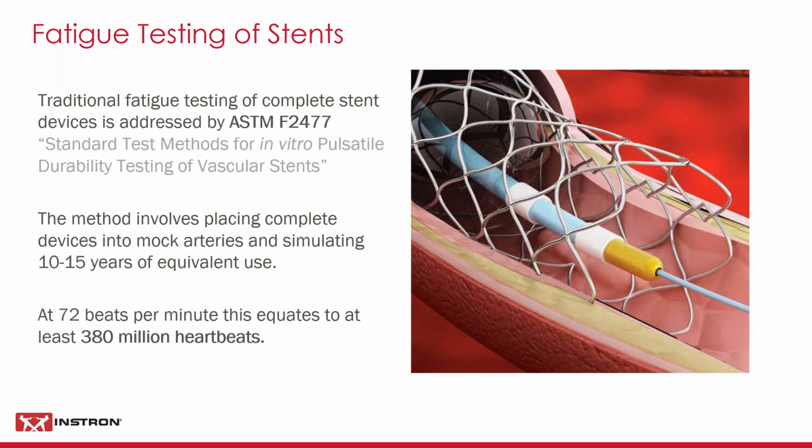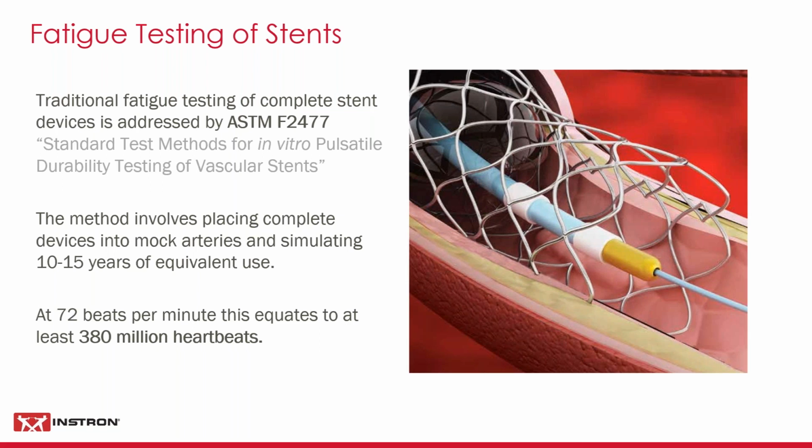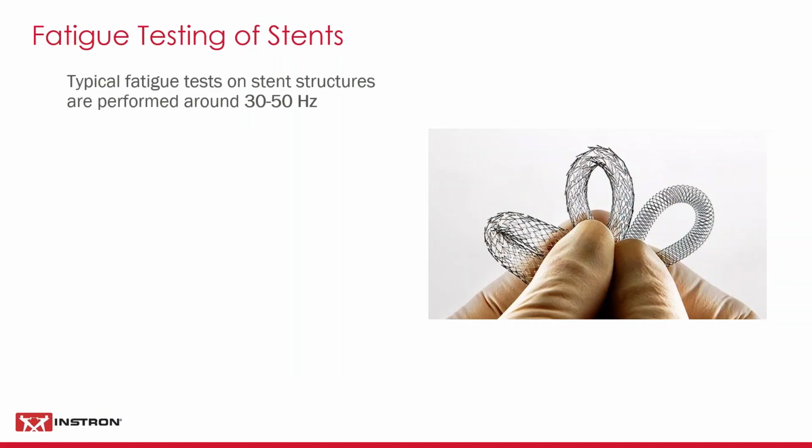So if you're going to simulate 10 to 15 years of use, shall we say, inside the body, the standard lays this out as 72 beats per minute as being some sort of an overall average. And the numbers come out as 380 million cycles, 380 million heartbeats. So routinely, we see people testing to 400 million cycles. That is quite a large number of cycles, obviously.